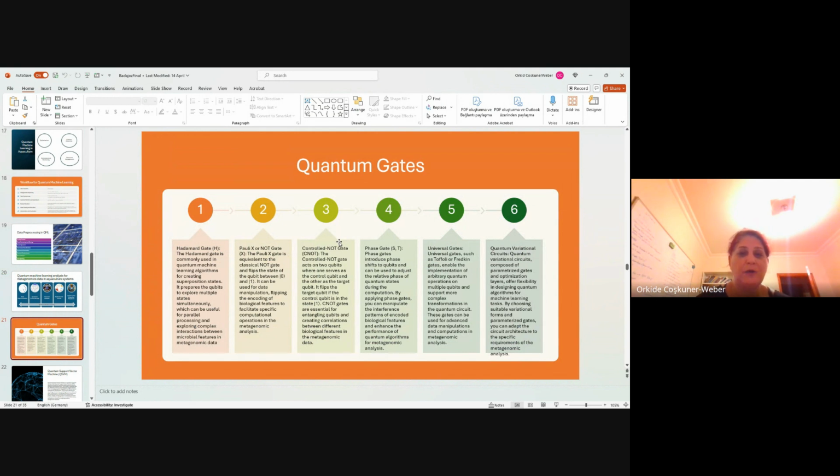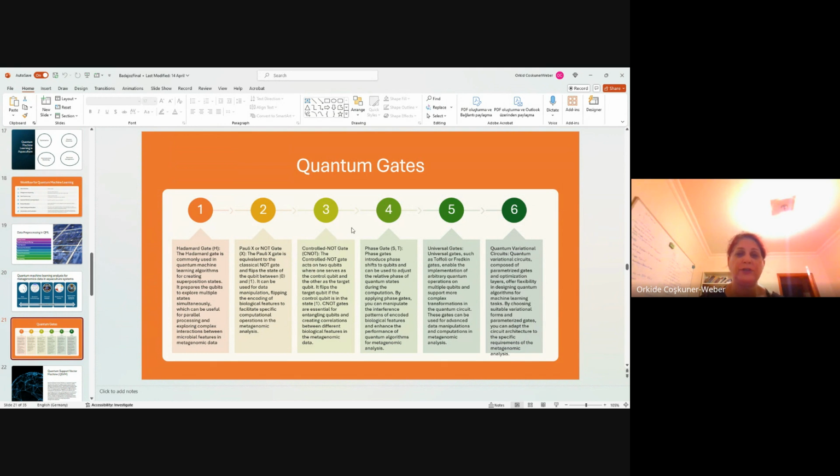Then we have the Pauli X or NOT gate. The Pauli X gate is equivalent to the classical NOT gate and flips the state of the qubit between 0 and 1. It can be used for data manipulation, flipping the encoding of biological features to facilitate specific computational operations in the metagenomic analysis.